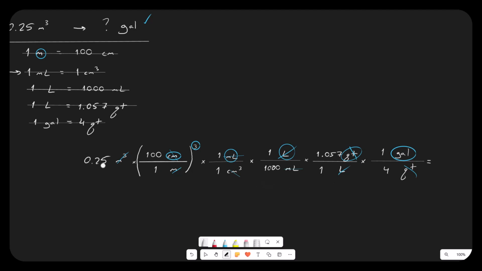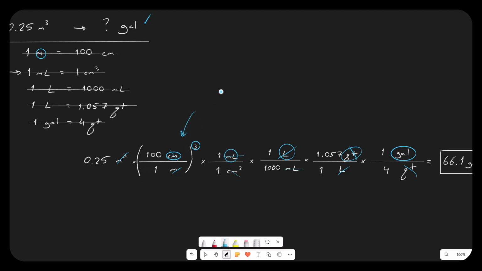So now I do the math. I multiply 0.25 times 100 cubed times 1 times 1 times 1.057 times 1 divided by 1 cubed divided by 1 divided by 1,000 divided by 1 divided by 4, and I get 66.1 gallons for a final answer. And that's it. It's the same process as I used before. It's just I might have conversion factors that get squared or cubed along the way.